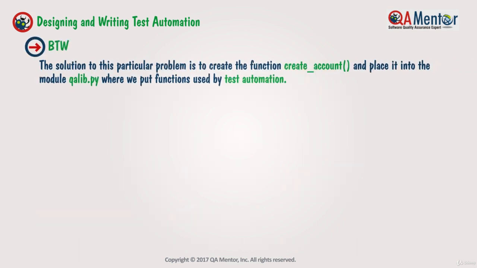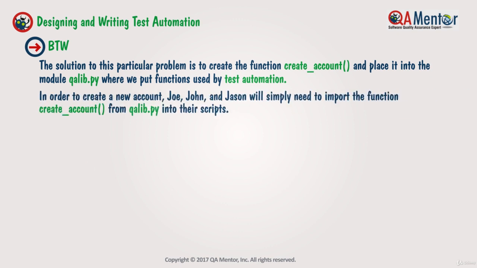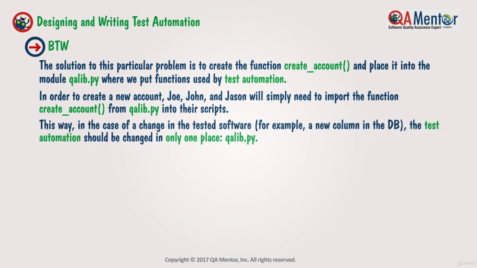By the way, the solution to this particular problem is to create the function createAccount and place it into the module QAlib.py, where we put functions used by test automation. In order to create a new account, Joe, John, and Jason will simply need to import the function createAccount from QAlib.py into their scripts. This way, in the case of a change in the tested software, for example, a new column in the DB, the test automation should be changed in only one place, QAlib.py.